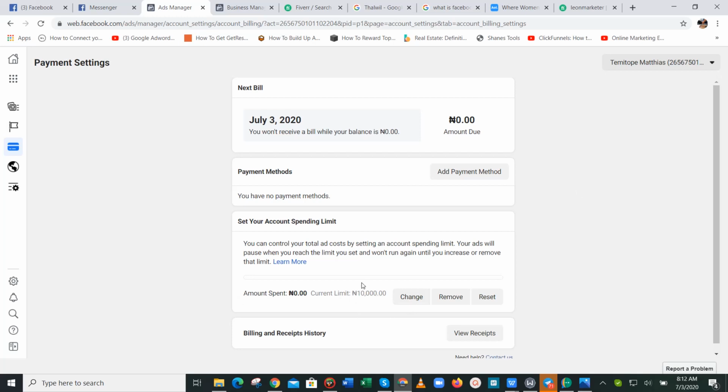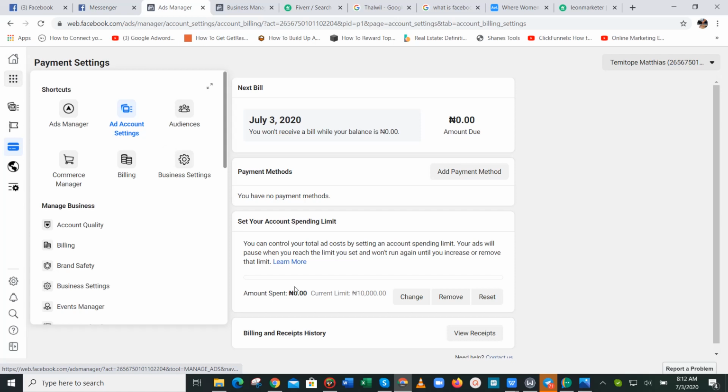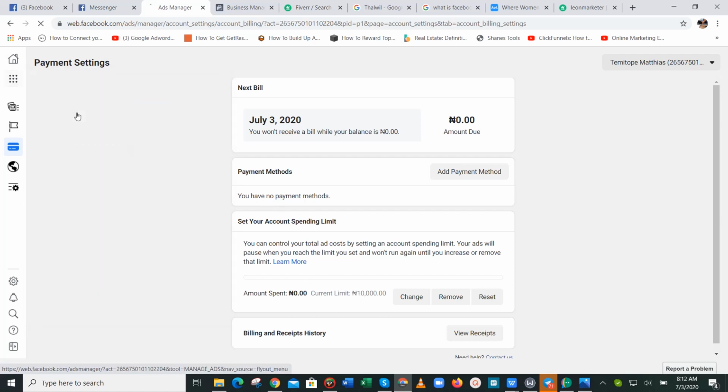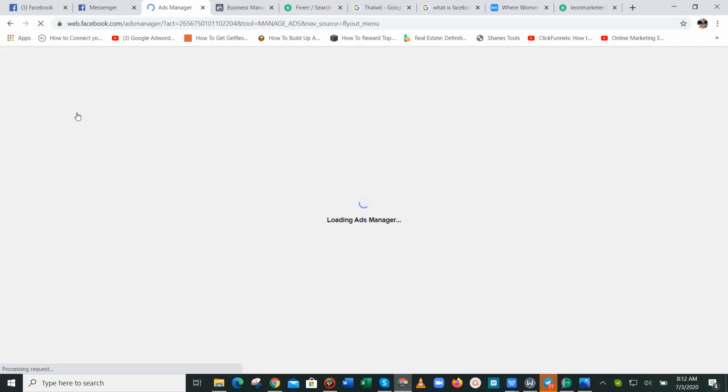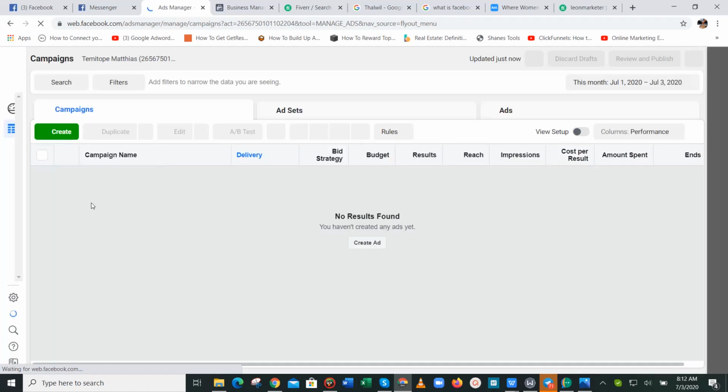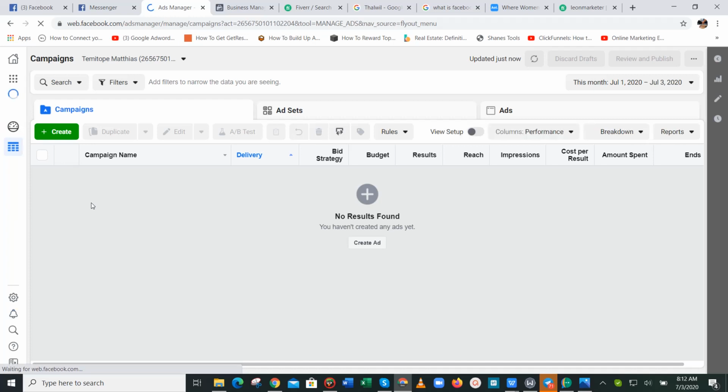It means that after your ads have run for 5 days, you will have been charged 10,000. Then your ads will stop because your spending limit is 10,000. It's like the transaction limit in a bank, so it won't work again. So now I think we understand that. So you have to set it to the limit that you want to spend on your ads. So I think we understand spending limit and pixels now. Okay. So now let's start.